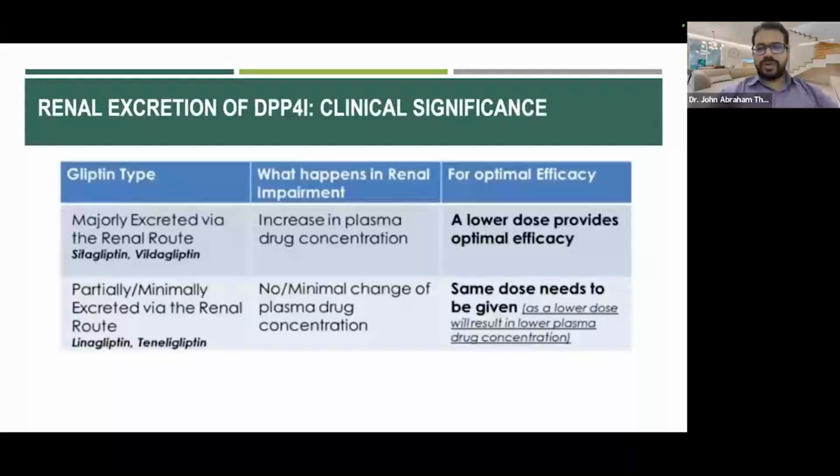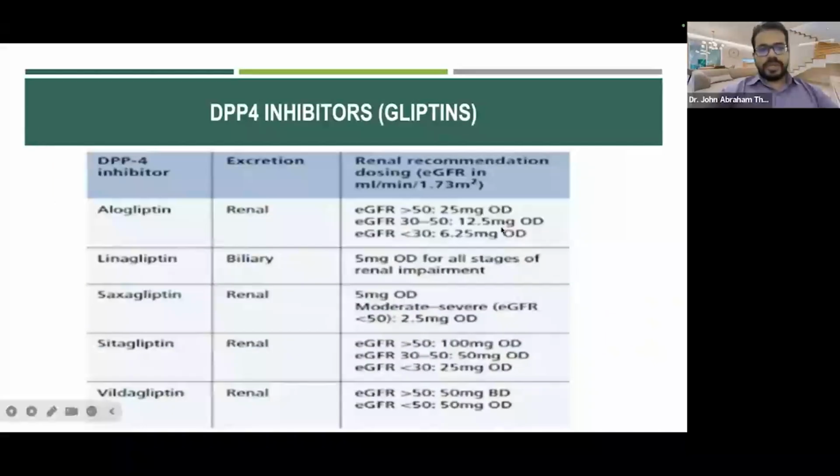Renal excretion of DPP4 inhibitors has a clinical significance. Linagliptin and teneligliptin are partially or minimally excreted via the renal route, and there is minimal change of plasma drug concentration or no change at all, and the same dose needs to be given. Whereas sitagliptin and vildagliptin increase the plasma drug concentration when there is renal impairment, and a lower dose provides an optimal efficacy. So the dose reduction should be there for sitagliptin and vildagliptin.